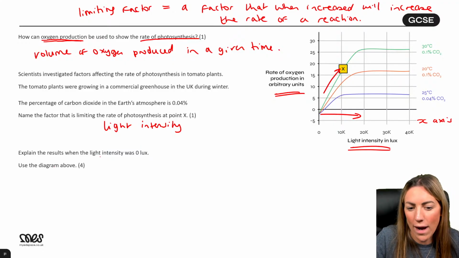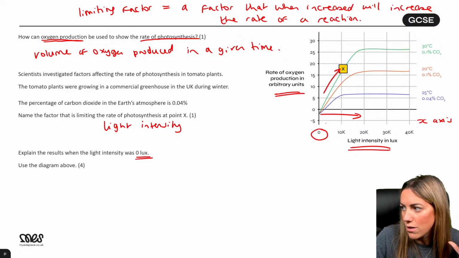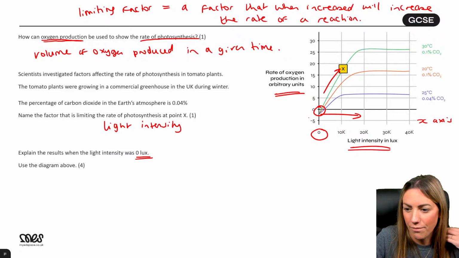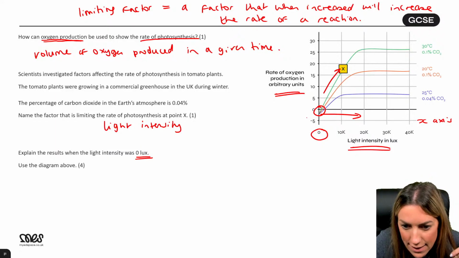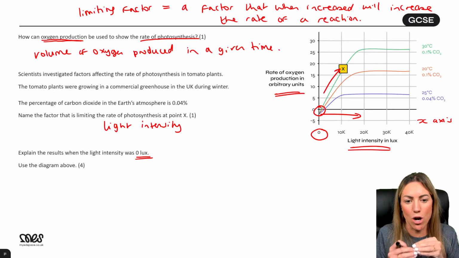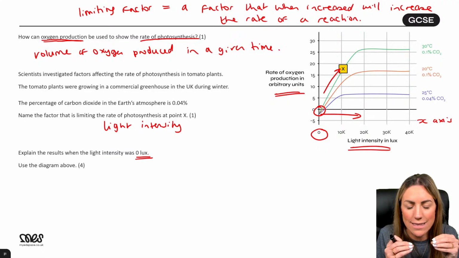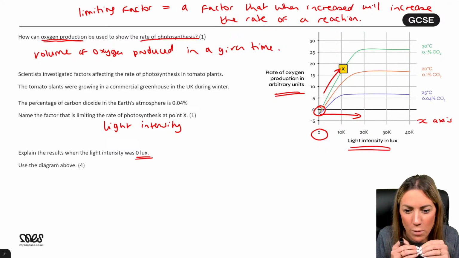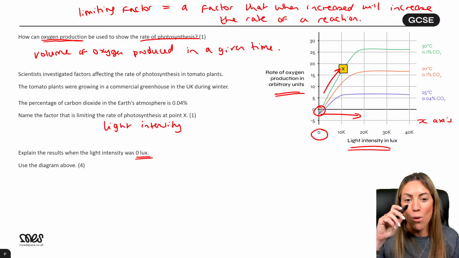Explain the result. This is quite a hard question now. This is probably one of the hardest questions we've done so far. Higher tier. Explain the results when the light intensity was 0 lux. Have a go, guys, please. Think about this. 0. There's no light. What are we saying? The cheat's way, Mariam, is just wherever the line is going up, it's whatever's on the x-axis at the bottom. That's the limiting factor.